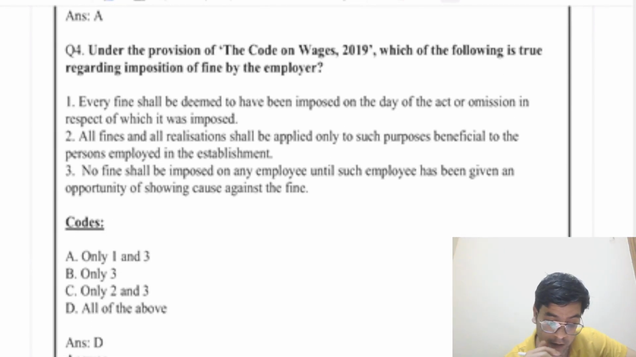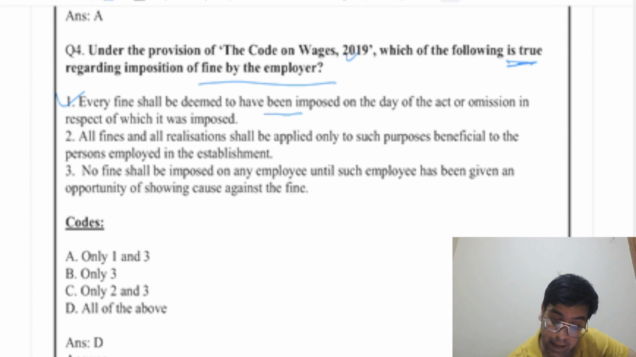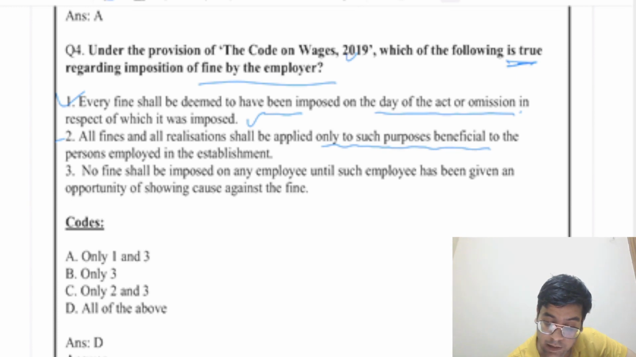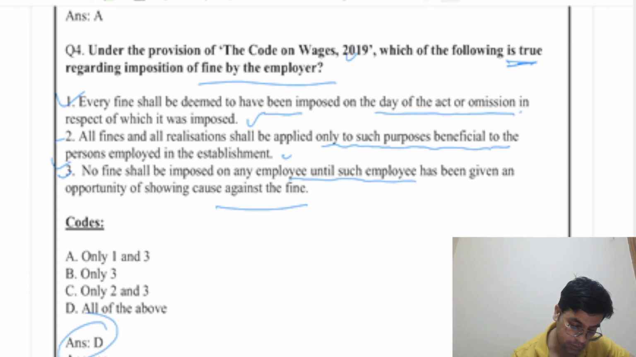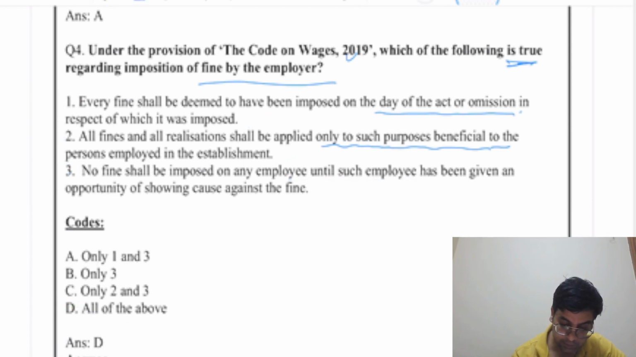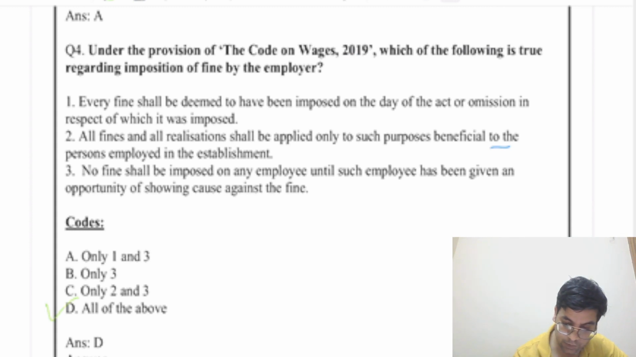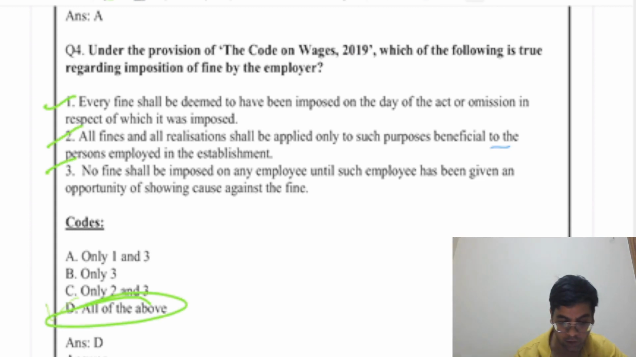Question number 4 says, under the provision of this code, which of the following is true regarding imposition of fine by the employer? The statements are: 1, every fine shall be deemed to have been imposed on the day of the act or omission in respect of which it was imposed. 2, all fines and all realizations shall be applied only to such purposes beneficial to the persons employed in the establishment. 3, no fine shall be imposed on any employee until such employee has been given an opportunity of showing cause against the fine. You have to find the true one. So the answer is D, all of the above. Means 1, 2 and 3 all are true.